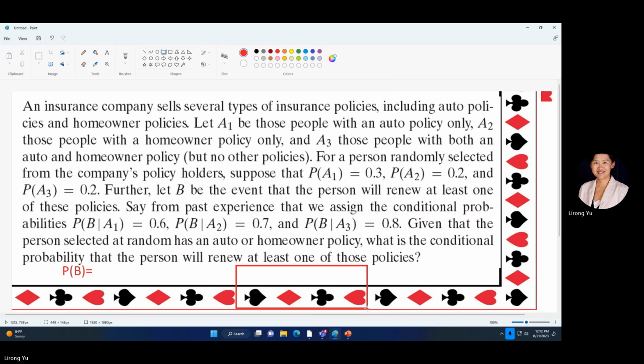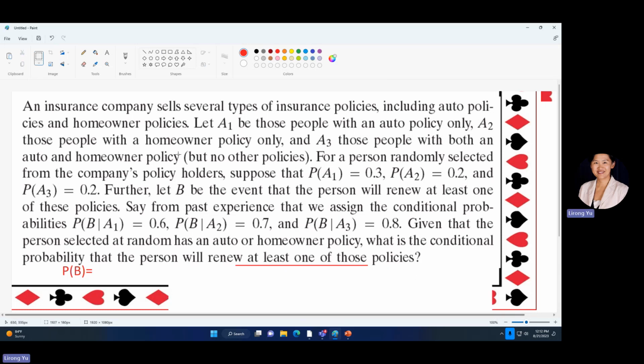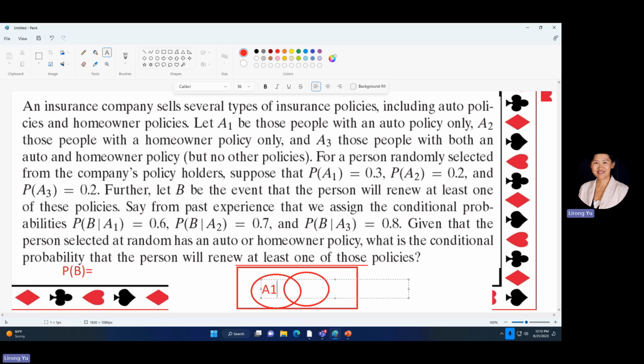If you were to draw the Venn diagram, it's kind of like this. I should clean the space before I start drawing. Okay, so it's having three areas labeled one by one. A1 is the one that has auto, so this is A1. A2 is the one that has only homeowner, so this is A2. And A3 is the one that has both, so this is A3. I'm trying to explain that they're not the same.